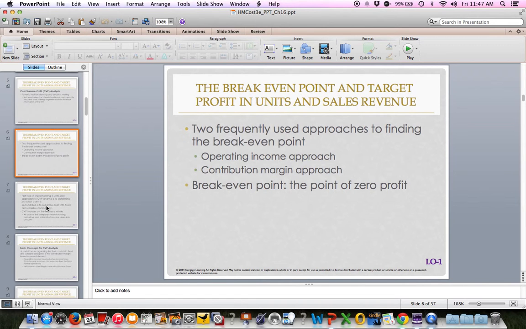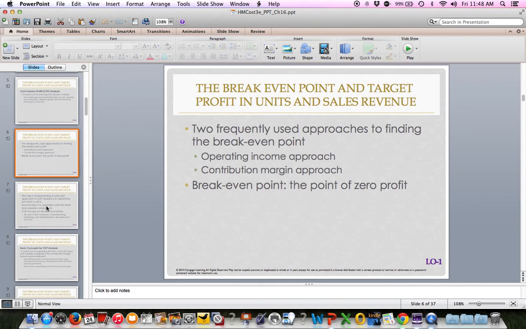Frequently used approaches to finding the break-even point. So the first thing we'll do is figure out break-even point. Once we've got that figured out, we can use that to add a target profit and basically say, what do I have to sell above break-even to achieve a certain goal of some certain profitability. There are two main ways to do it, the operating income approach and the contribution margin approach.